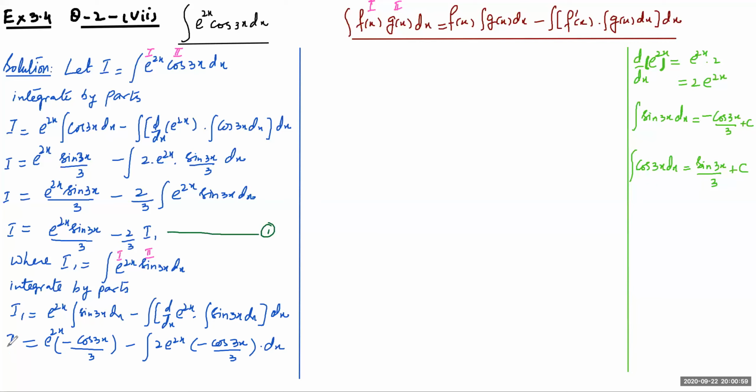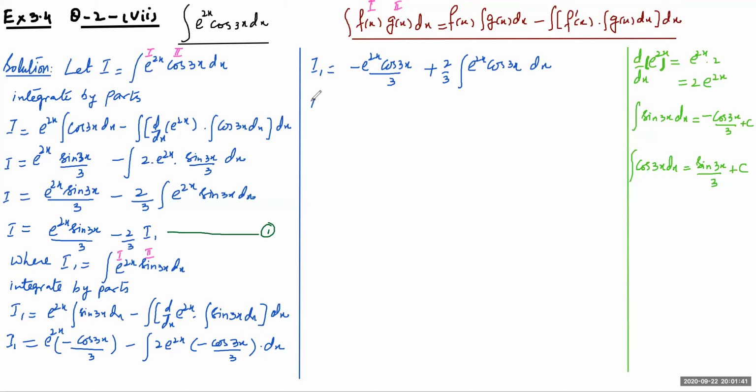So what do I get now? The value of my I1 is minus e 2x cos 3x by 3 minus, and this minus comes outside, so I get plus. This 2 and by 3 comes outside, so I have 2 by 3, and inside the integral I have e 2x cos 3x dx. And now what? Just look here. What is this? e to x cos 3x dx. It is in fact I.